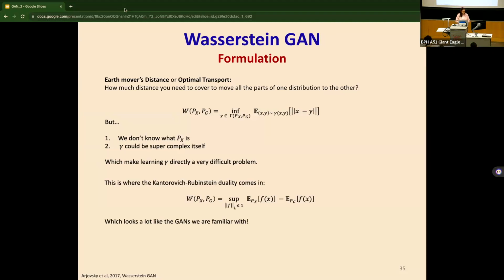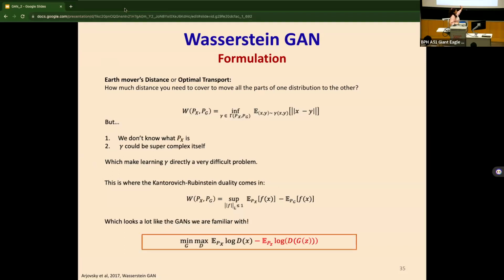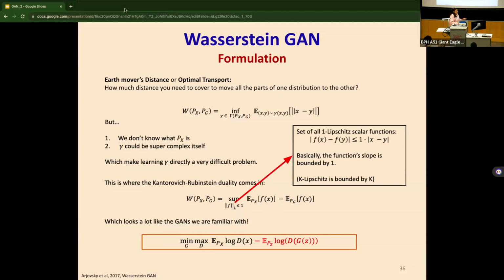So this is where KR duality helps us. It gives you an expression which now looks very familiar to what we are used to seeing. And this is nothing but a supremum over all the 1-Lipschitz functions of that particular expression. What this means is that you are trying to bound the slopes of all the functions to a maximum value of 1 if you have a 1-Lipschitz function, and k if you have a k-Lipschitz function, right? Now, why would you try to do that?